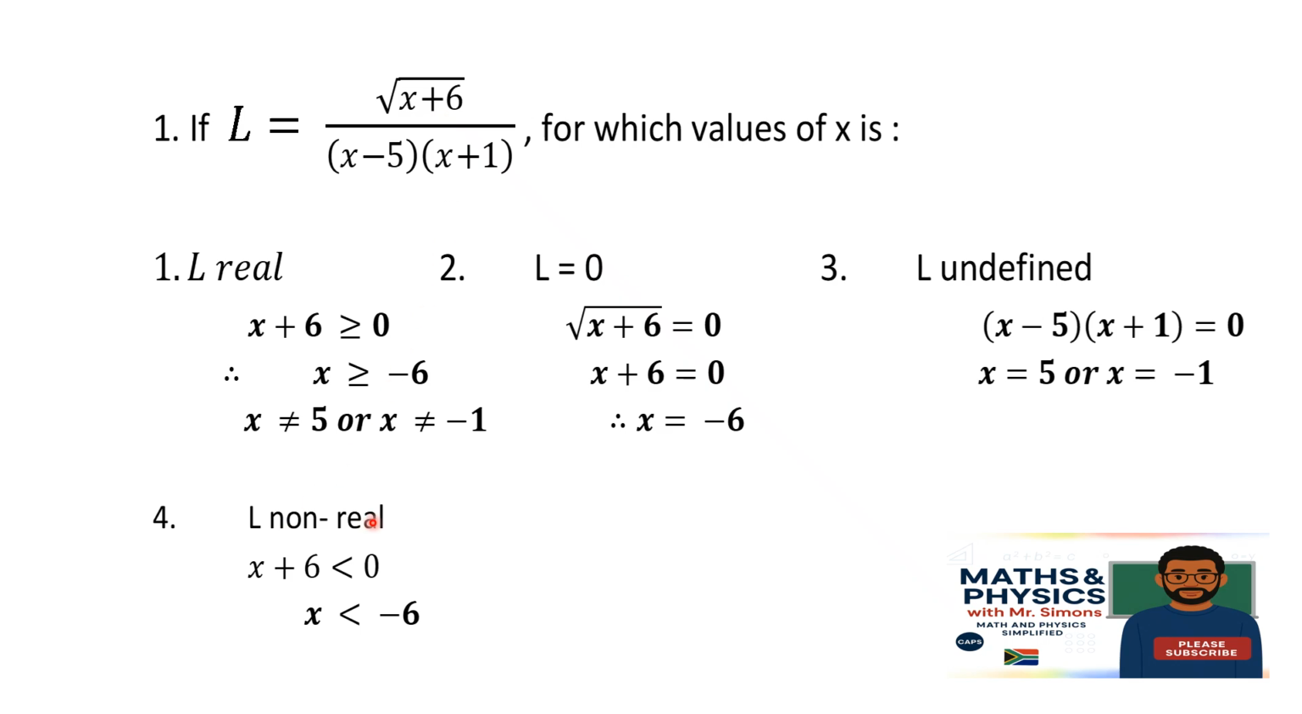When is it non-real? Remember, the number under the square root must be negative. So if I say x plus 6 is less than 0, and I take plus 6 over, it becomes x less than negative 6. So for negative 7 plus 6, negative 1, the square root of a negative is non-real. If I go negative 8 plus 6, negative 2, non-real.